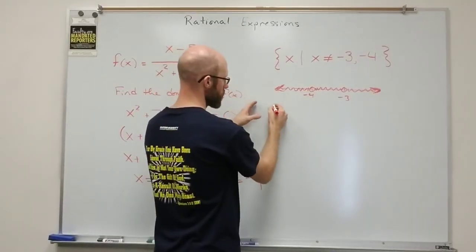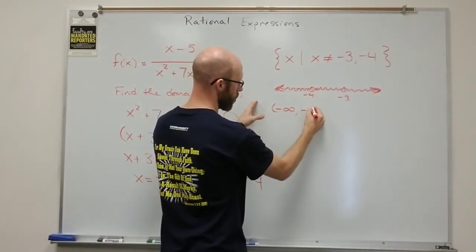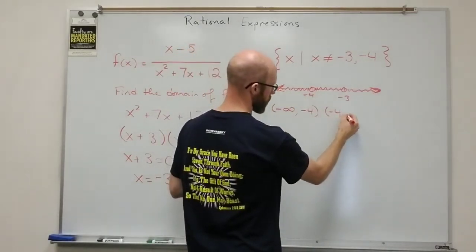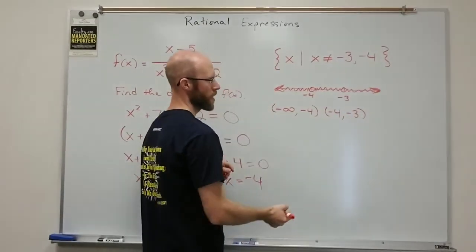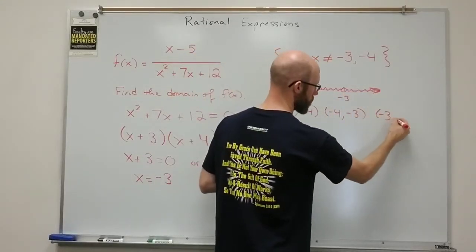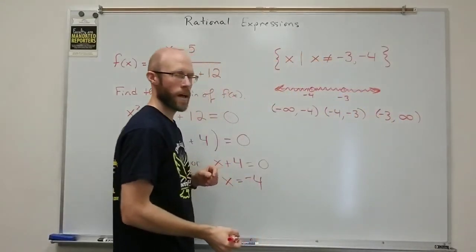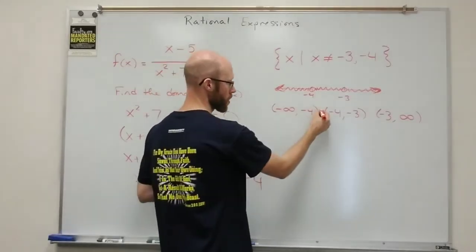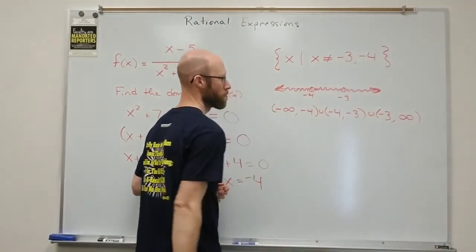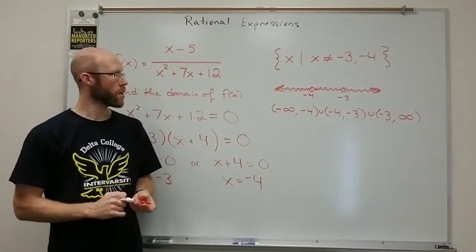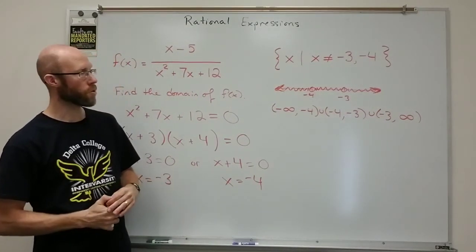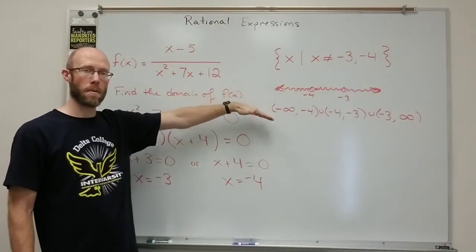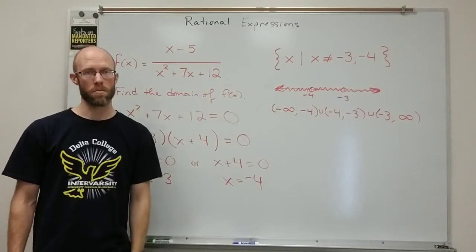So the first one is negative infinity to -4. The second one runs from -4 to -3. And the third one runs from -3 to infinity. And of course, it's a union of all 3 of those intervals, so we have to include a union symbol between them. So the final domain is either the set form or this interval form. Again, I believe MyMathLab really likes those interval forms.